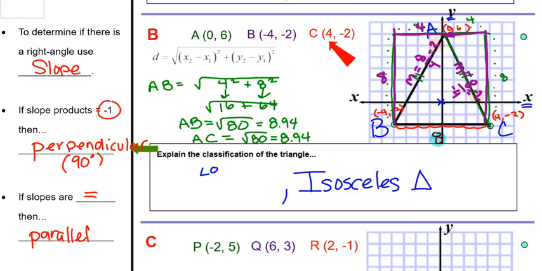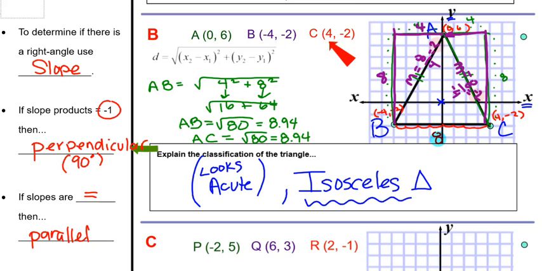So it looks right, acute, but we don't actually know that. We just know that it's not a right triangle. So for this problem, we are just going to answer isosceles, and that's good enough.